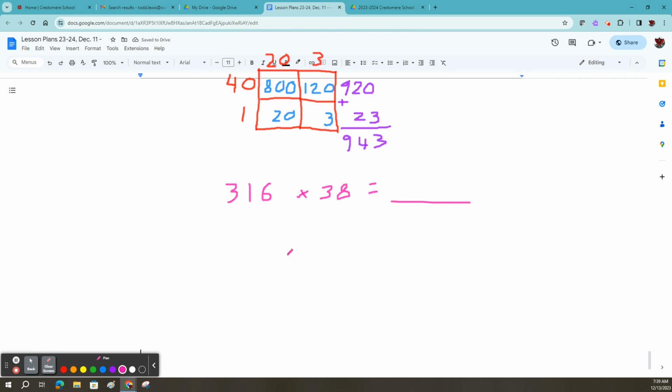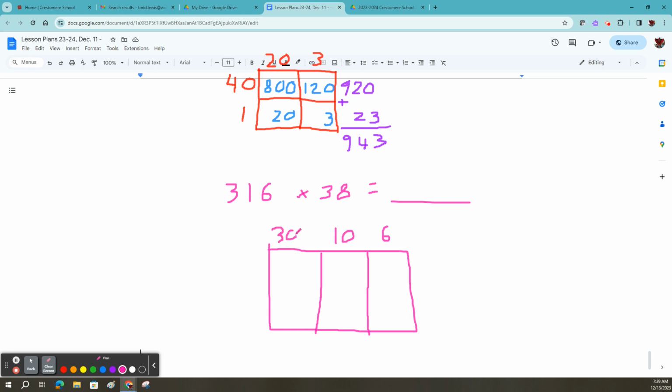So let's go with 316 first. I notice that there are 3 place values in that one, so I'm going to need to have 3 columns: for the ones, for the tens, and for the hundreds. And yeah, you might be thinking to yourself, hey, we've done this before. This is just expanded form. Yeah, we turned 316 into expanded form.